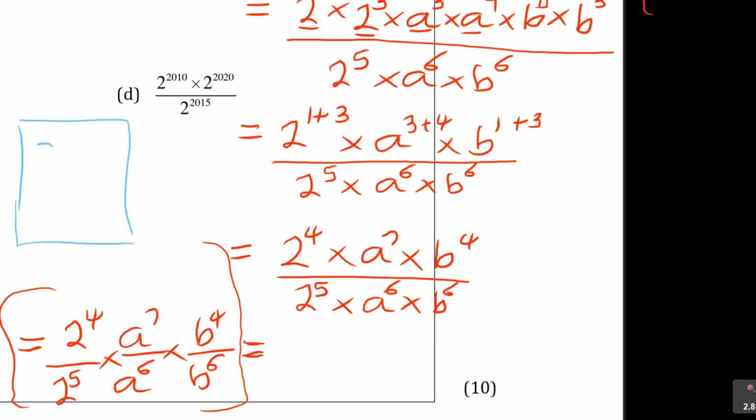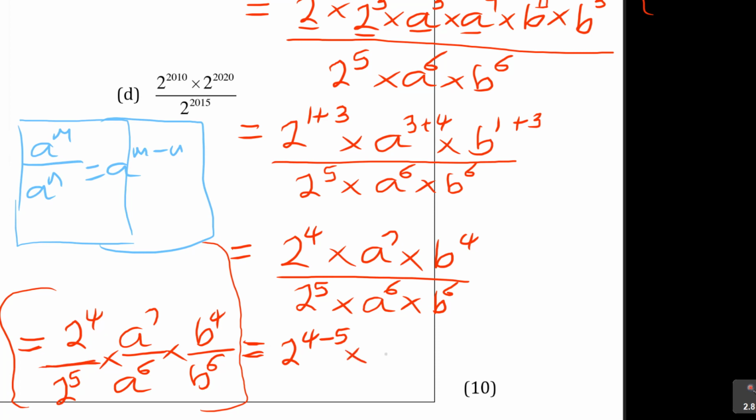What does the rule say? A to the power m over a to the power n is equal to a to the power m minus n. Remember that rule. That's what we want to apply now. But we are using 2 for the first, so it's 2 to the power of 4 minus 5 because of the division line, and then times a to the power of 7 minus 6. There is no more. The moment you apply the law, the bottom one disappears now. There is no more over, and then b to the power of 4 minus 6.